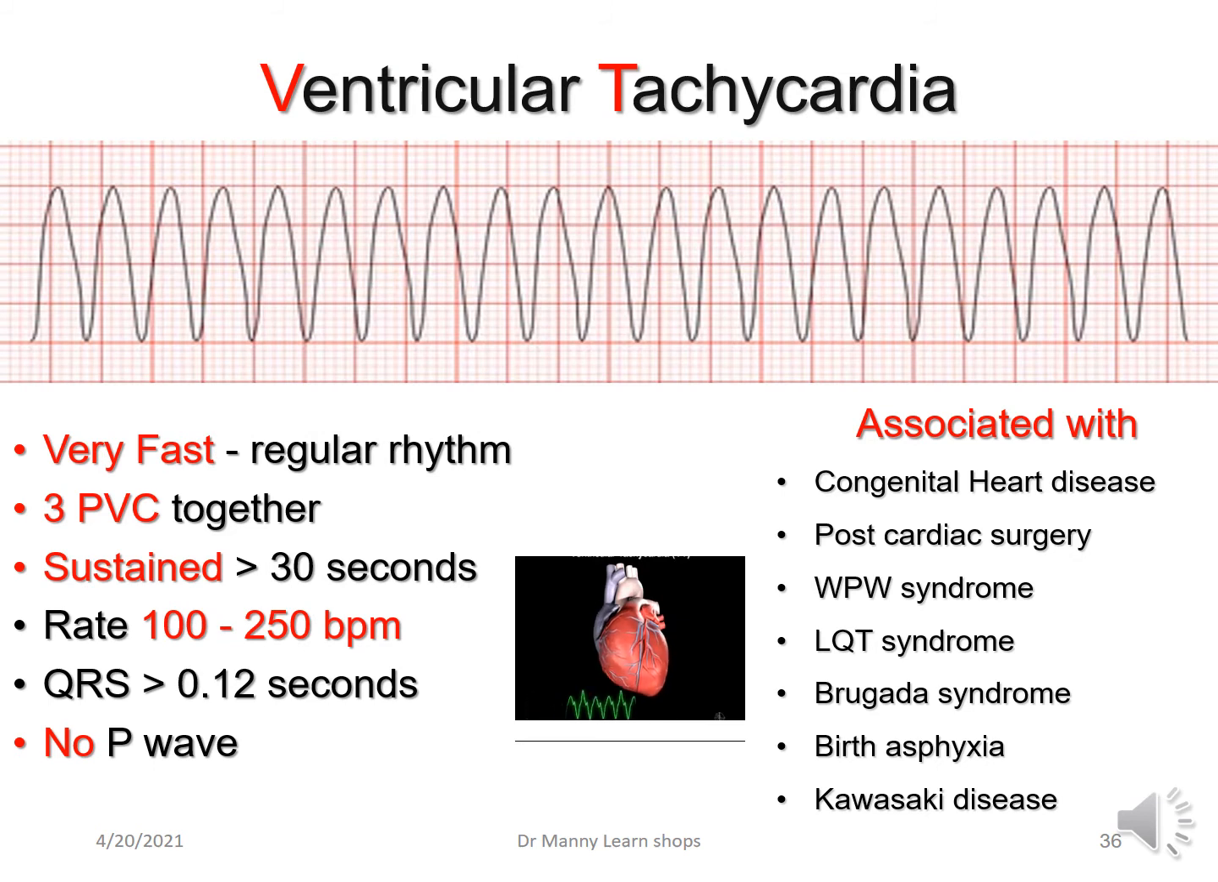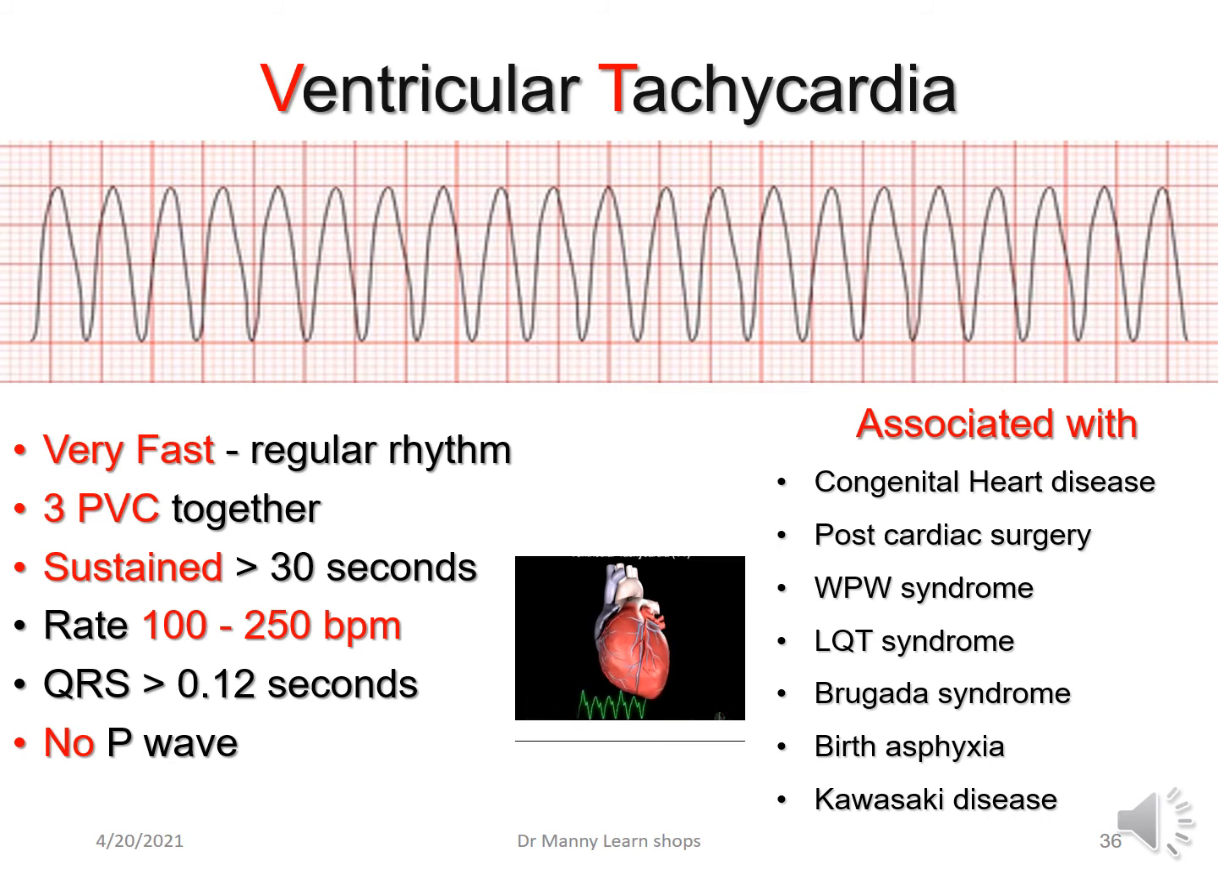Then you've got ventricular tachycardia, which is uncommon. However, it can occur because they have congenital heart disease, post-cardiac surgery, syndromes such as Wolff-Parkinson-White or Jervell and Lange-Nielsen syndrome, long QT syndrome, Kawasaki disease, related to hypoxemia, which can be as a result of birth asphyxia, or Brugada syndrome. This is a very fast regular rhythm, and in order to be classified as VT, all you need are 3 PVCs together, and if it's more than 30 seconds, it's sustained. If it's less than 30 seconds, it's non-sustained.